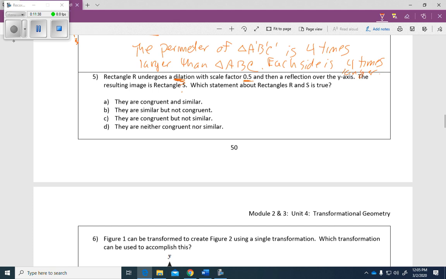So right away, I know that they're not congruent because I did a dilation. So I can only say that they're similar. They can't be both congruent and similar. That's impossible. They are similar, but not congruent. They're congruent, but not similar, no. They're neither. Nope, it's choice B.